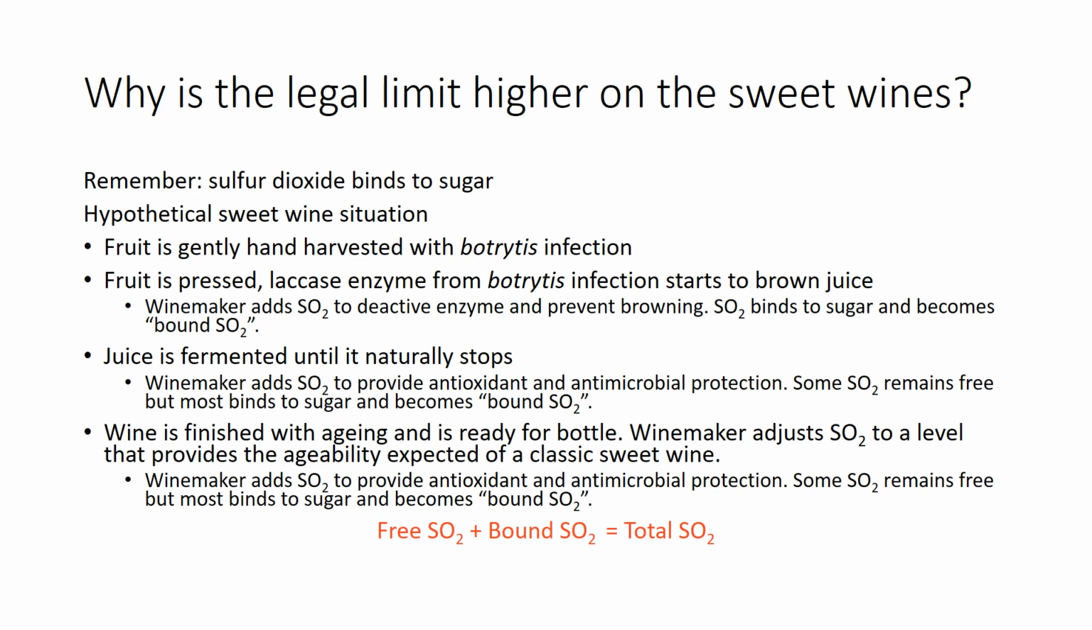And then when the winemaker's finishing the wine and they're ready to bottle, the winemaker is adjusting that sulfur dioxide to a level that provides ageability that's expected in this classic sweet wine. So they're adding more sulfur dioxide to provide antioxidant and antimicrobial protection. Some of the sulfur remains free and most of it binds, just like all those other stages. So in the end, our modest level of free sulfur plus our very high level of bound sulfur adds up to a very high level of total sulfur dioxide. And that's just the nature of making sweet wines.